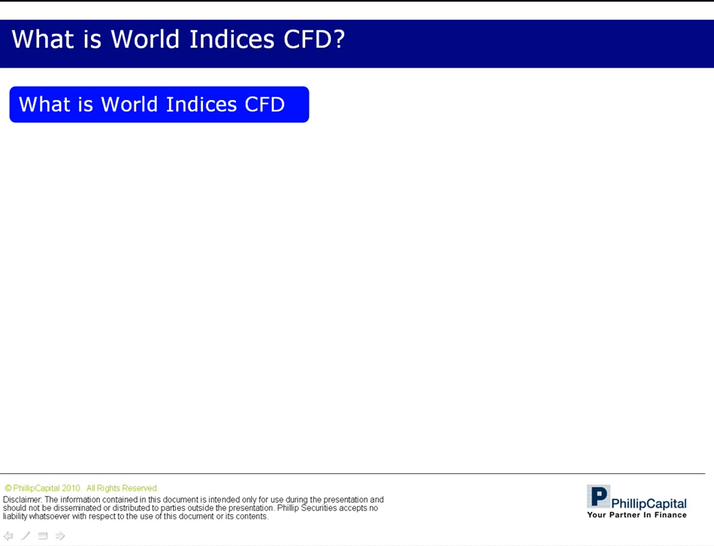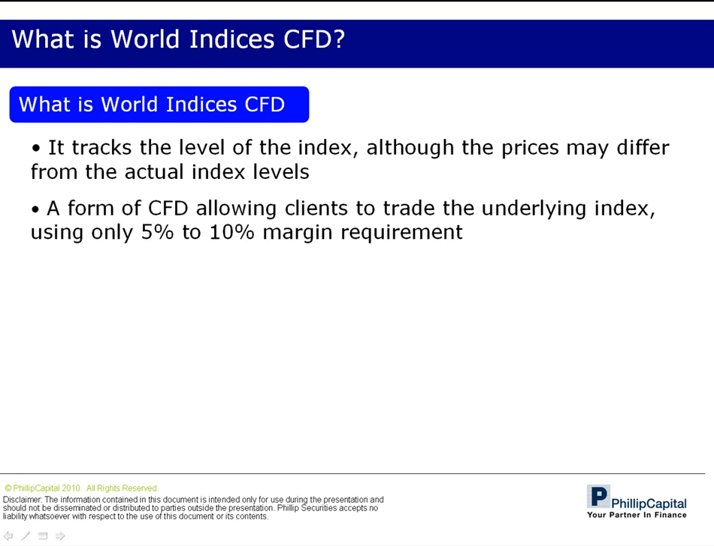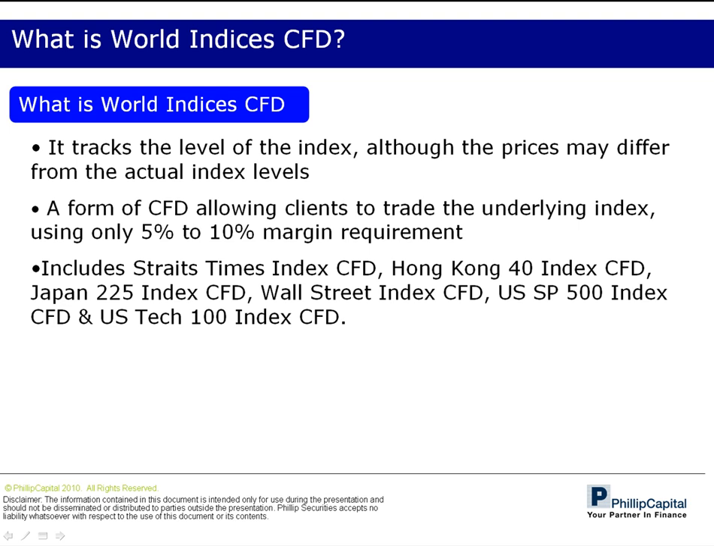Besides Equities CFD, Phillip Securities offers World Indices CFD, which is a suite of global indices that tracks the level of the index, although the prices may differ from actual index levels. This allows investors to trade the underlying indices directly, whether it is an uptrending or downtrending market. With only 5% to 10% margin requirement, investors can effectively trade 10 to 20 times their investment capital. World Indices CFD includes Straits Times Index CFD, Hong Kong 40 Index CFD, Japan 225 Index CFD, Wall Street Index CFD, US SP 500 Index CFD, and US Tech 100 Index CFD.